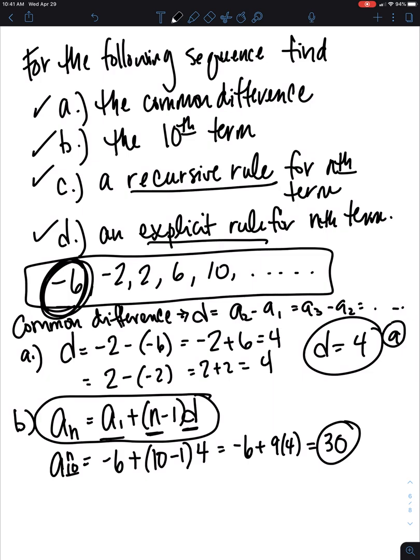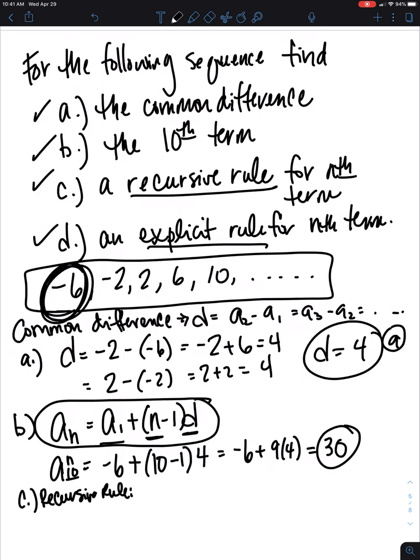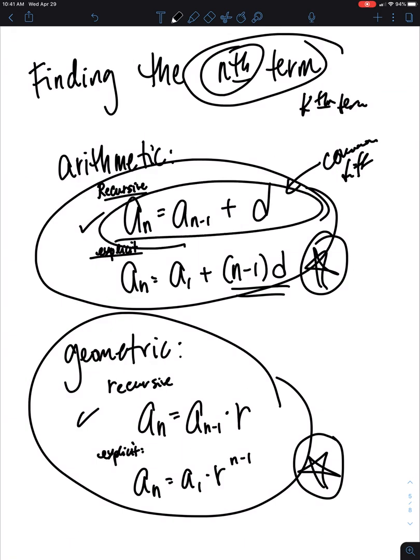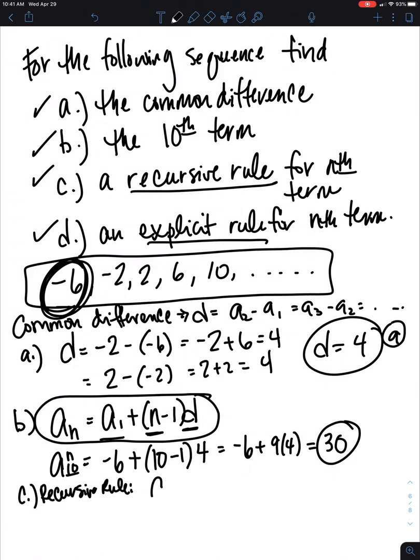Okay. C is write a recursive rule. Okay, so I'm going to go back and look at which one's recursive. It's this one right here. So we're going to do a n equals a n minus 1 plus 4. That's your answer right there.